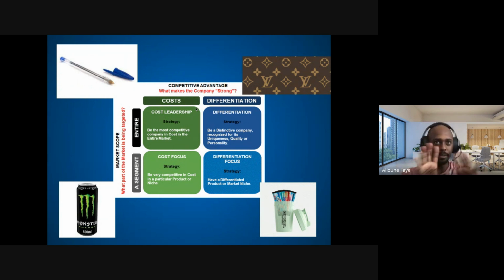So again, keep in mind what Porter said. You can compete on cost or differentiation. Differentiation is essentially how unique are you? How different are you? You can look at the entire market or a segment of the market. So let's take a look at Bic.